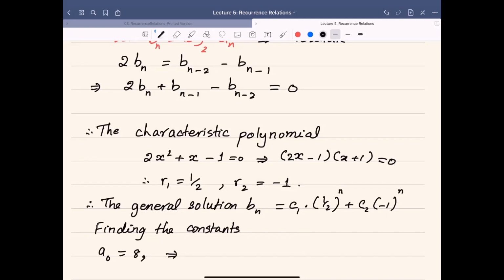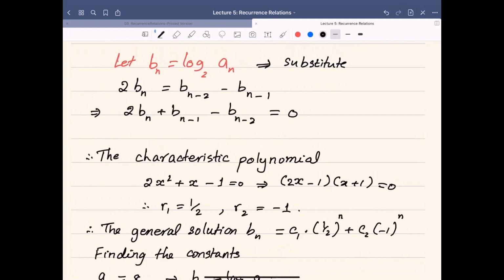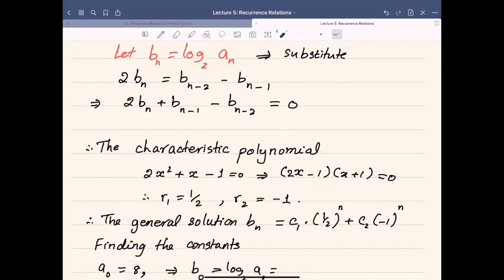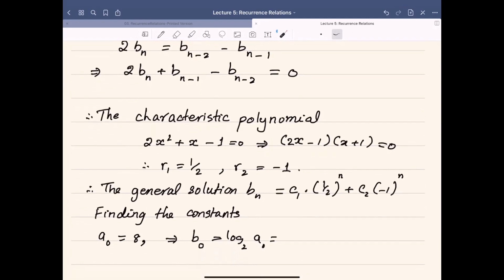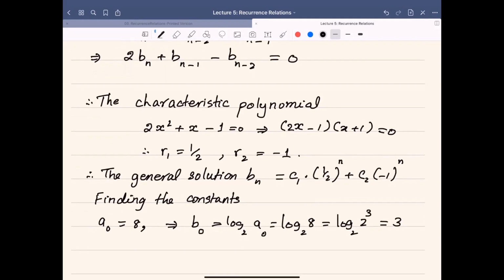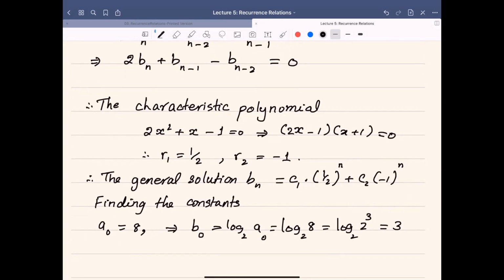And now we need to transform it. If you remember, b_0 should be equal to log 2 of a_0 because of the transformed equation. Look at the transformed equation here, that b_n is equal to log 2 a_n. So a_0 is given, so this will be log 2 of 8. And you know that 8 is 2 to the power 3. So the answer is 3. So notice that we are having an integer here. If you are using a log other than log 2, then you are going to have a fraction.